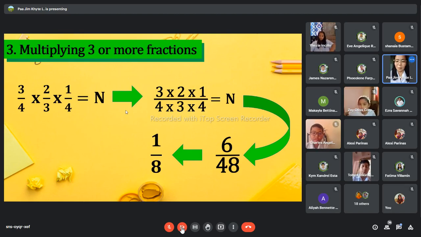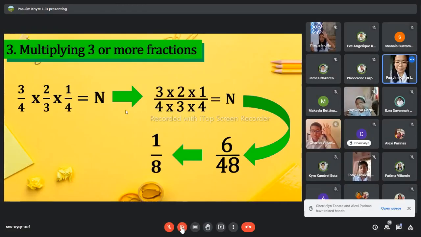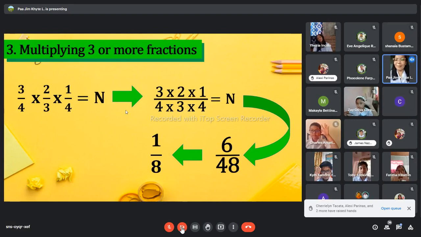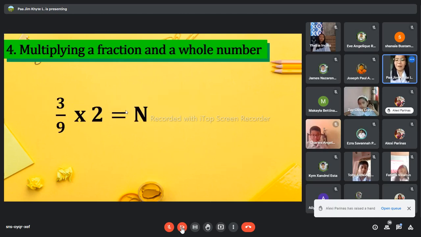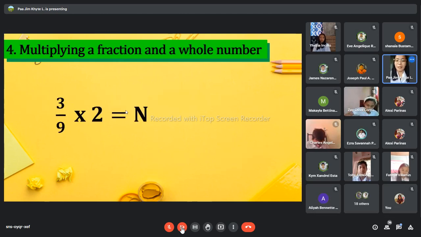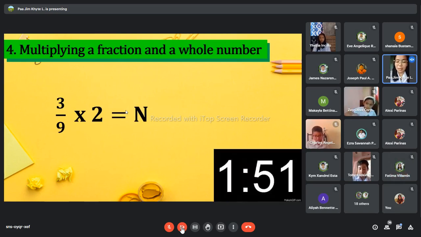Who got the correct answer? Raise your hands. Good job. Now, let's take a look at our next equation. For number 4, it is multiplying a fraction and a whole number. And you have 2 minutes to answer that. You may now start.